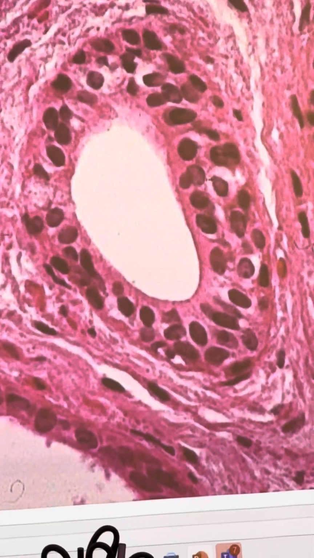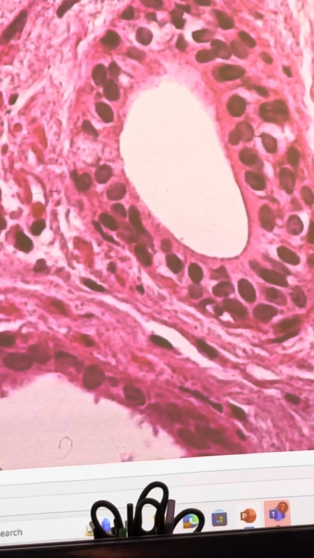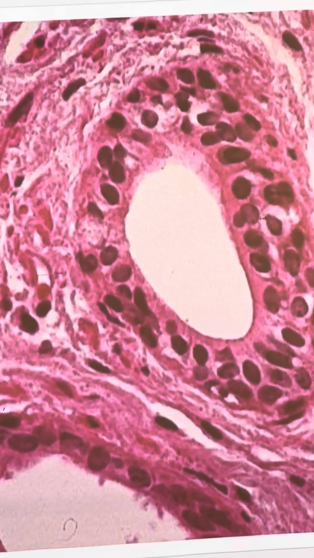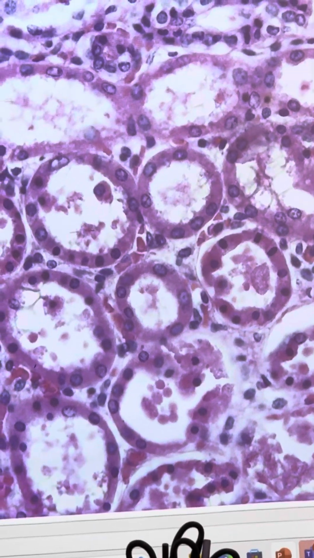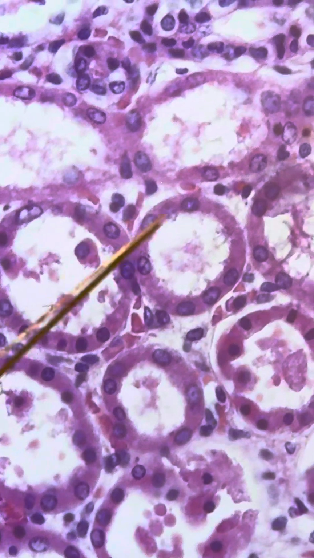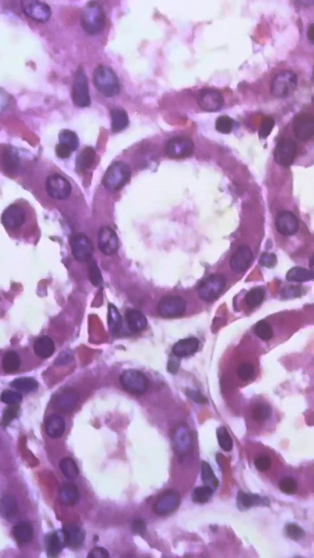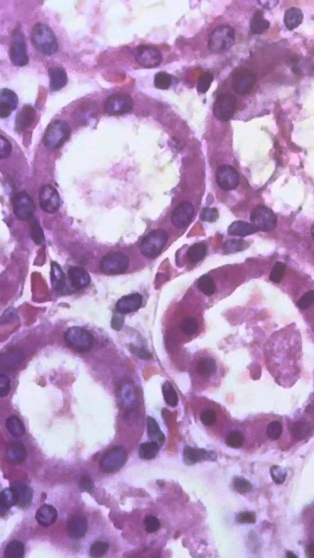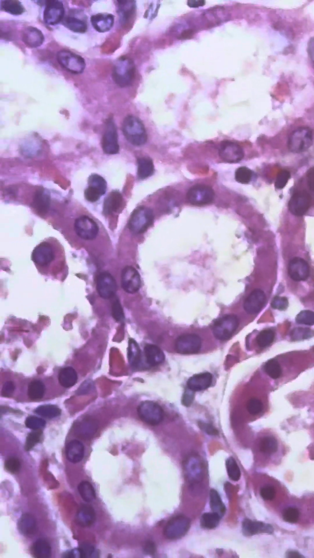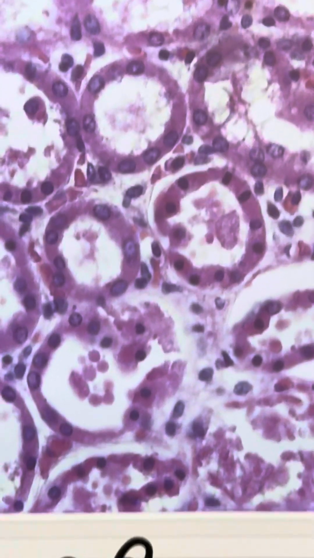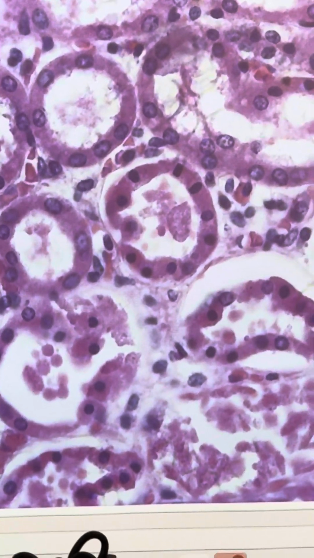Okay, let's go on here. Okay, let's do this one. What are we looking at here? Simple cuboidal, right? Epithelial tissue. Where could you find simple cuboidal epithelial tissue? The kidney, thyroid. Yep. What would it do here in the kidneys? Yeah, absorption. You could call it reabsorption, absorption, secretion, any of those things. Okay, we good with that one?